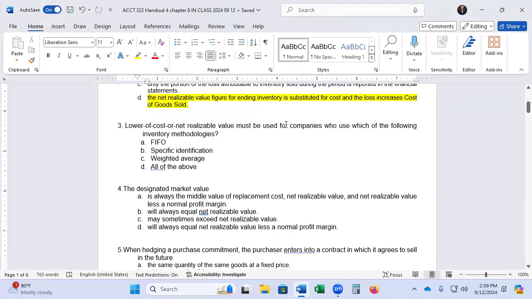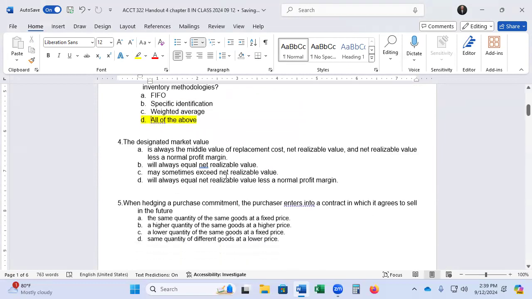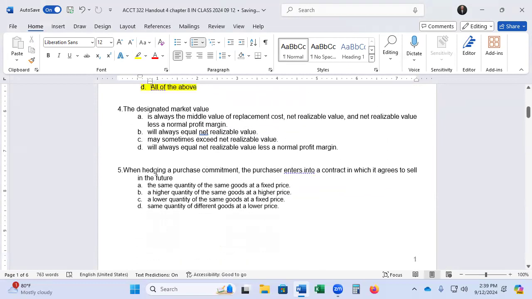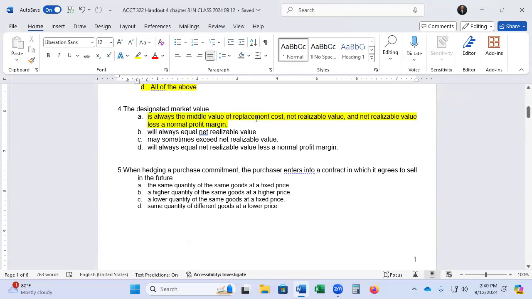Lower of cost or net realizable value must be used for companies who use which of the following inventory methodologies? And that answer is D, all of the above. The designated market value on this one is A, always the middle value of replacement cost, net realizable value, and net realizable value minus the profit margin. Now, these won't always be in that order, but it's the middle value there.